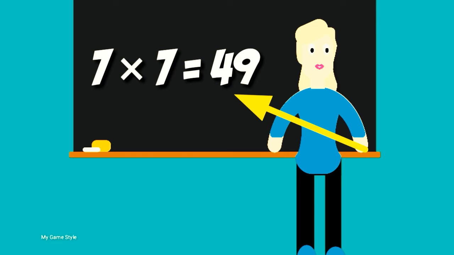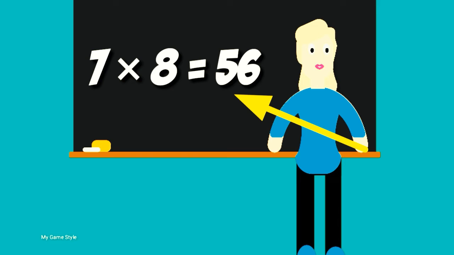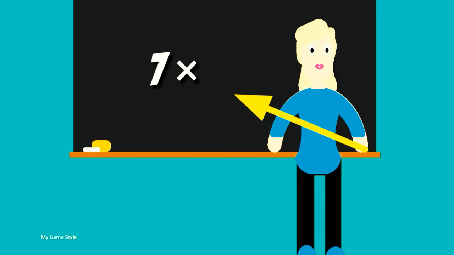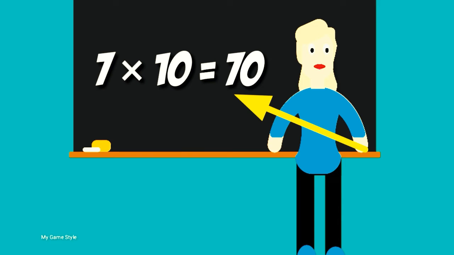7 7s are 49. 7 8s are 56. 7 9s are 63. 7 10s are 70.